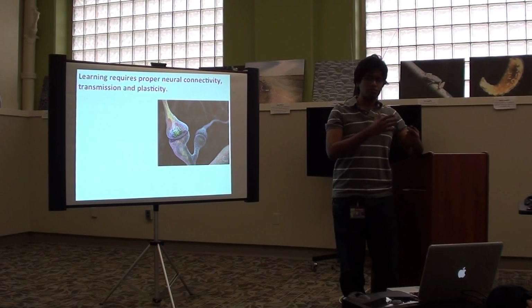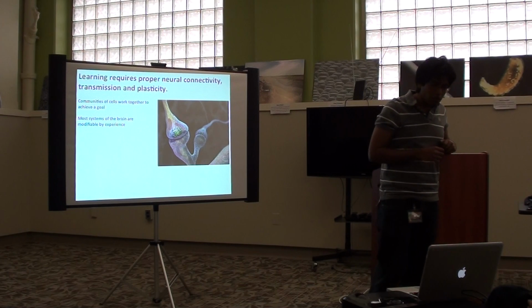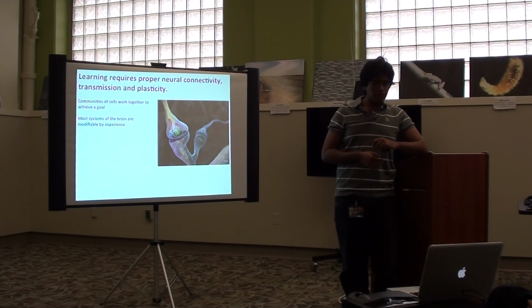Even throughout our development, our brains are very plastic. They change. They're amenable to environment and different situations that you're in. And what we do is we try to see what these communities are doing together to achieve an entire goal. We see if they're modifiable by experience or not.